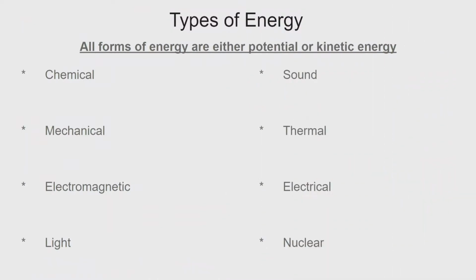There are some basic types of energy. All forms of energy are going to be either potential, which means they're stored, or kinetic, which means they're in motion. We have chemical, mechanical, electromagnetic, light, sound, thermal, electrical, and nuclear. And we're hopefully going to move through each of these types of energy.